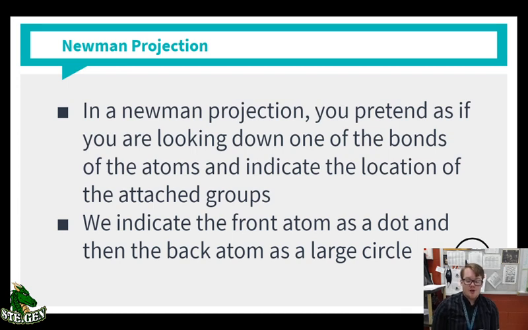So in a Newman projection, what you're going to be doing, and I think this will probably be the molecule we're going to be working with, if I remember my notes correctly, is I'm going to make a butane molecule, at least most of a butane molecule.